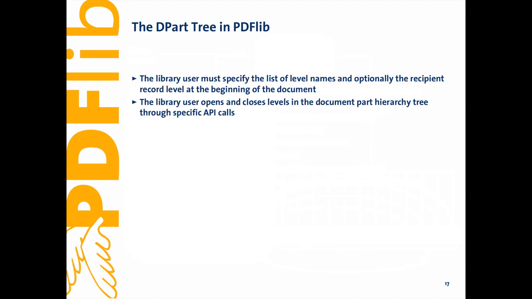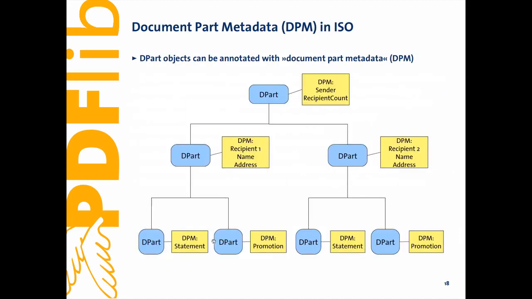The library user then must open and close levels in the document part hierarchy tree while creating the pages. So by that, it's implicitly clear afterwards to which document parts each page belongs. We'll see that in the finished programming model later. Then another picture: how is the document part metadata stored in the PDF file? It's attached to the depart nodes. And this is the same tree as I had before, I just left out the level names.